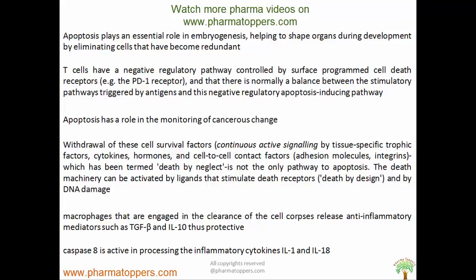Macrophages that are engaged in the clearance of the cell corpse release anti-inflammatory mediators such as TGF beta and IL-10, which act as protective. A protein termed apoptosis initiating factor that is released from the mitochondria enters the nucleus and triggers cell suicide. So this point is important. Caspase 8 is active in processing the inflammatory cytokines like IL-1 and IL-18.